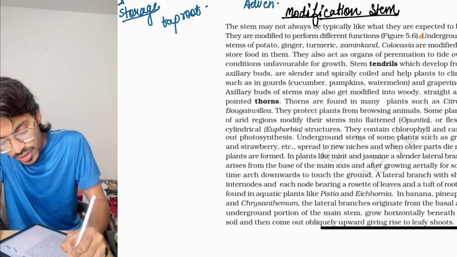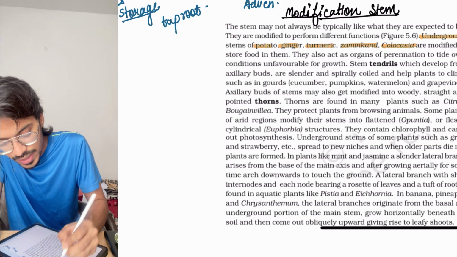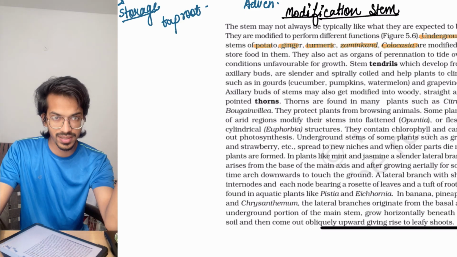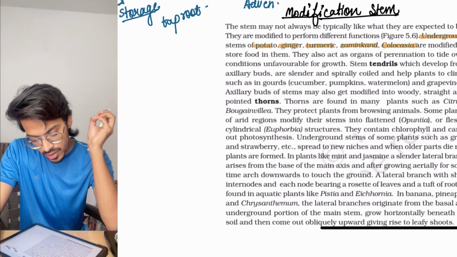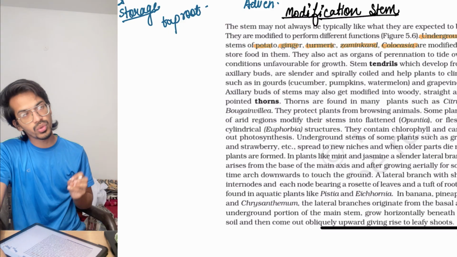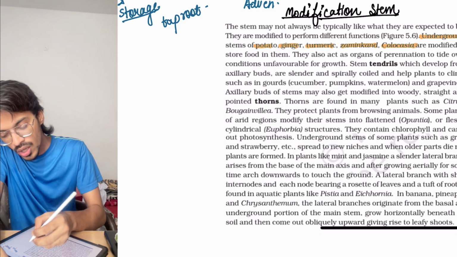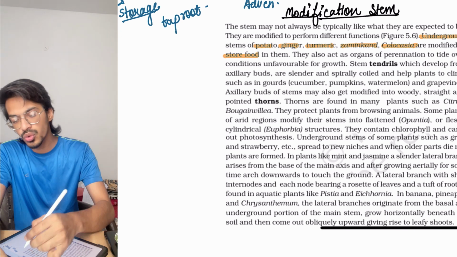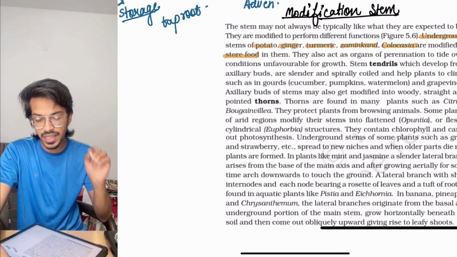So underground stem examples: potato, ginger, turmeric, zamikand, colocasia. These are different types, like stolons and all of those things are there. Okay, but what will we remember? They are the underground stems of potato, ginger, turmeric, zamikand and colocasia which store food. So if they are storing food, when there are conditions when food is not available, they will be helpful.